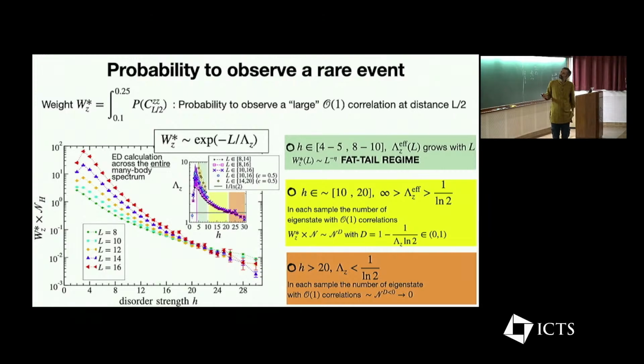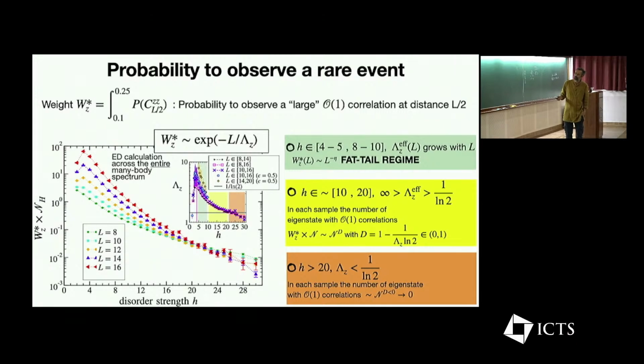And this can be fitted as an exponential decay, and the important thing is to compare that to the size of the Hilbert space. So I take this W star and I multiply by the size of the Hilbert space, so that gives me how many events I have in a sample. And you see that these keep increasing here. So different colors are for increasing system size.